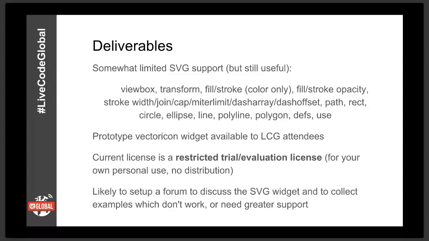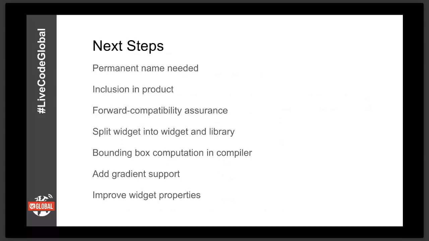Of course, the feature support will take a little longer, but I'm just going to give you an idea of what the current plan with that is. So I need to get a permanent name for the widget. I'm not sure vector icon is quite right, given we have SVG icon already. It's going to be included in the product in one of the next nine DPs, all being well.